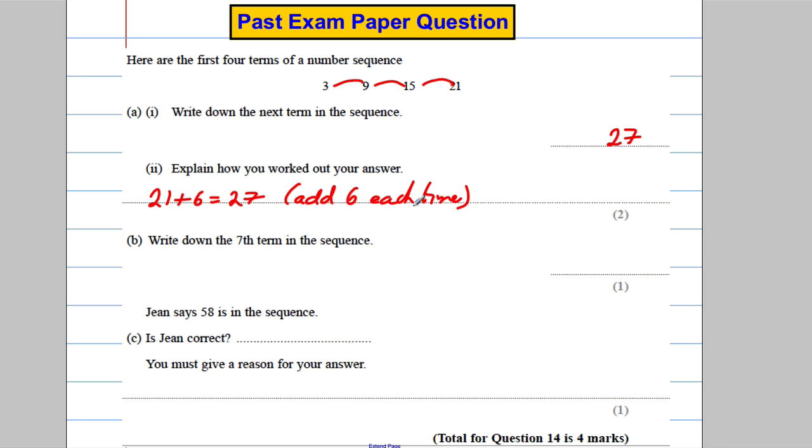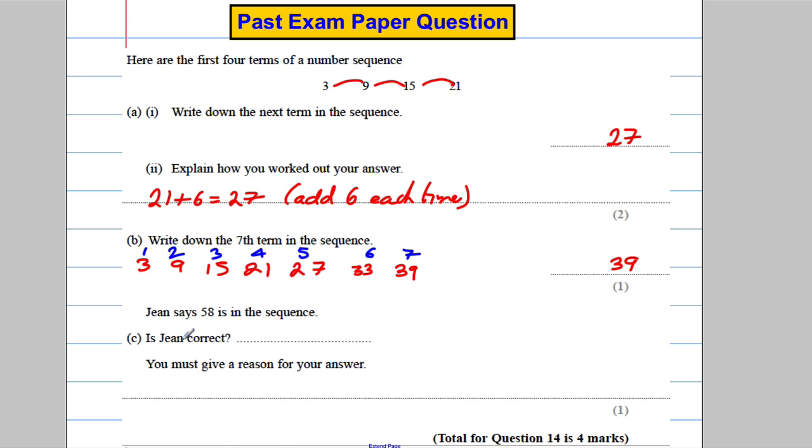Write down the 7th term of the sequence. You could keep going. So you've got 3, 9, 15, 21 and 27. So that's the first, the second, the third, the fourth, the fifth. You want the 6th and the 7th. So you add on 6 next, you would get 33. Add another 6, you get 39. So write your answer as 39.